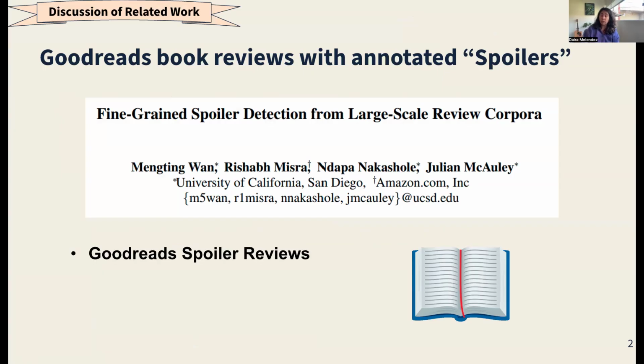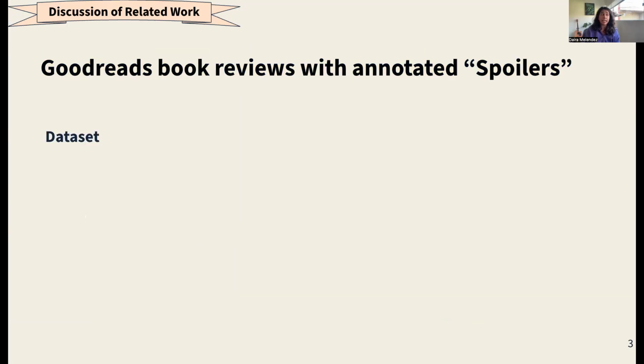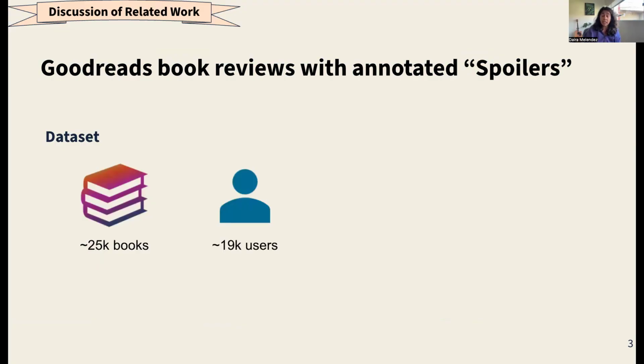What are spoiler reviews? Essentially, if you have a sentence in a review for a book that is considered a spoiler, so it lets you know something that's going to happen in the book or an ending, it is given a binary label. If it has spoiler language in the sentence, it will say spoiler or non-spoiler. The data set that we're looking at has about 25,000 books, 19,000 users, and about 1.3 million reviews.